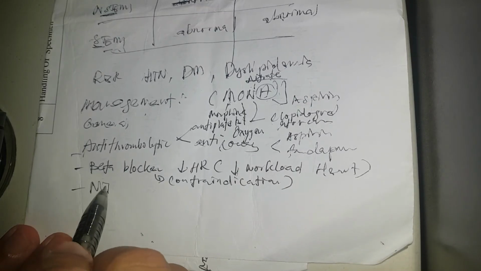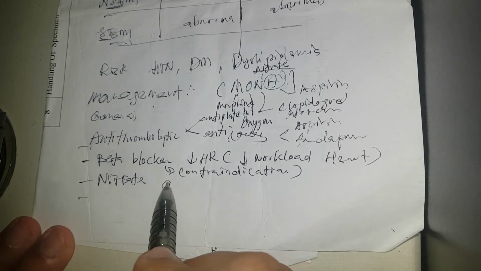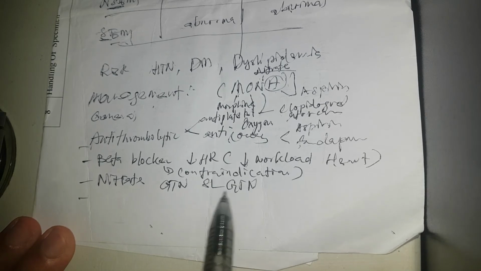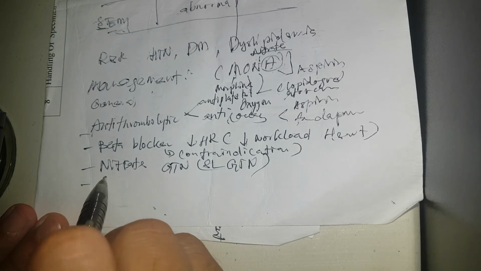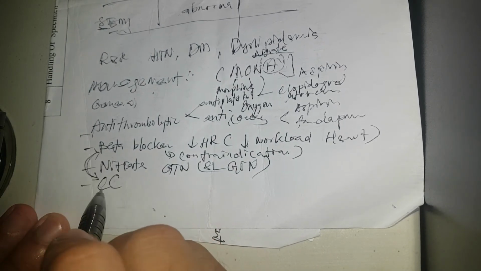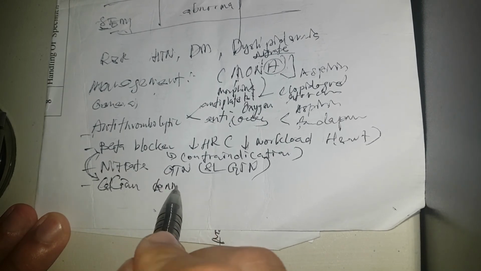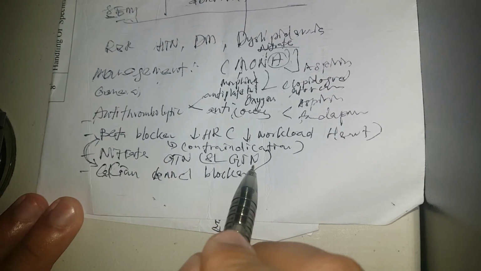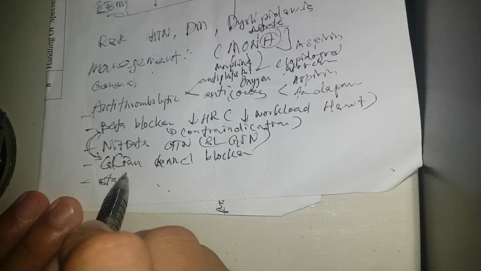Nitrate, as I mentioned, is a vasodilator. GTN, this one we give sublingual GTN. Okay, and then calcium channel blocker, not the same but a similar mechanism. Statin, like atorvastatin, is also used.